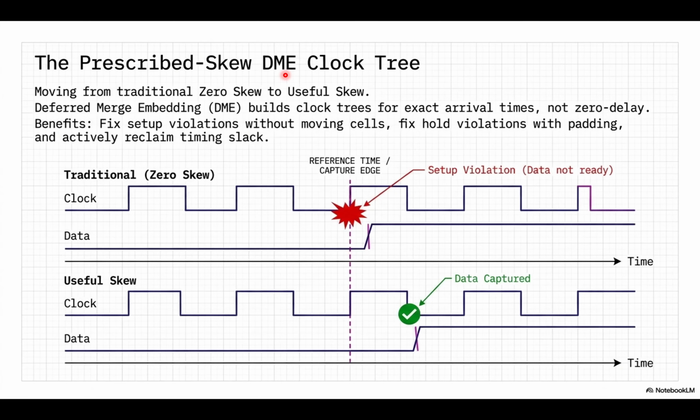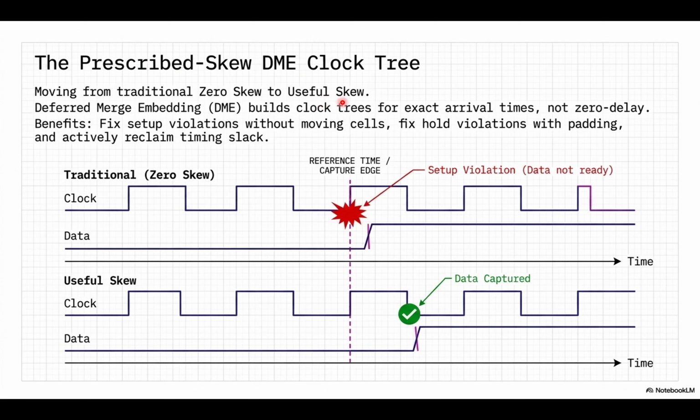We're talking about the clock tree. Right, specifically moving from traditional zero-skew designs to a prescribed skew DME clock tree. DME being deferred merge embedding. Correct. And the core of this is the useful skew flow. So let's break this down. The clock is basically the heartbeat of the chip.